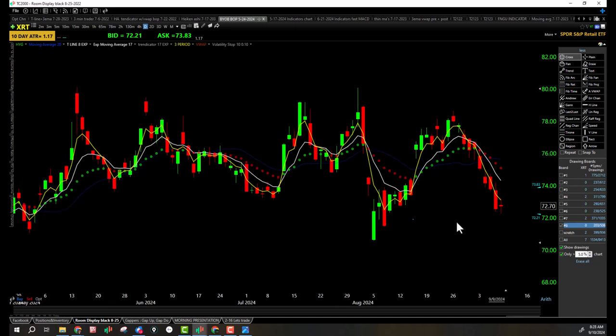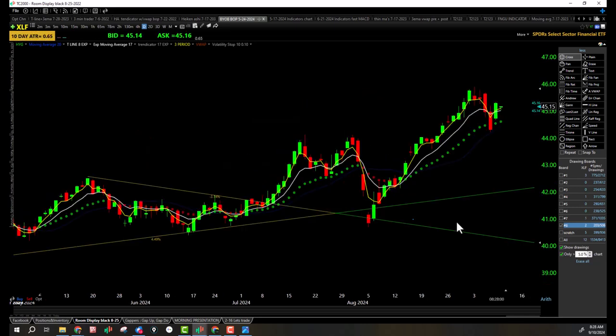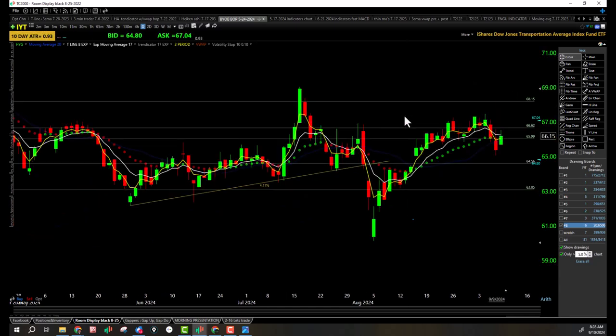Let's take a look at XLF. Here's our financials, and financials 1, 2, 3, 5 days ago made new all-time highs on the XLF. So there's financials. Financials are in an uptrend. Okay, financials broke this low and this low, putting them in a downtrend. When they finally broke this high right here, that put them in an uptrend, and they made a new all-time high right there about 5 days ago. Financials in an uptrend.